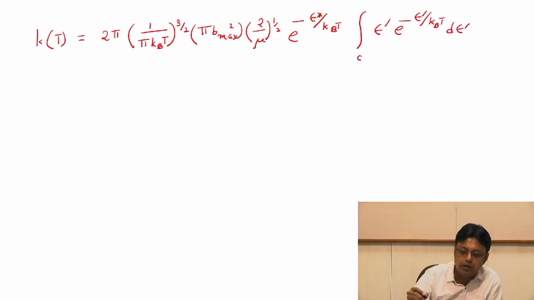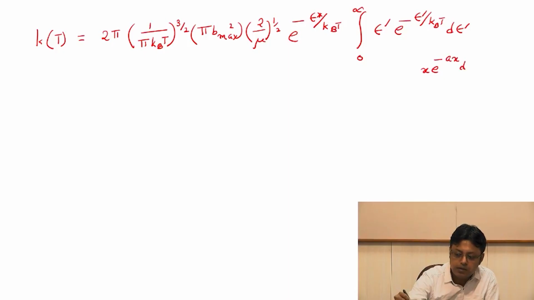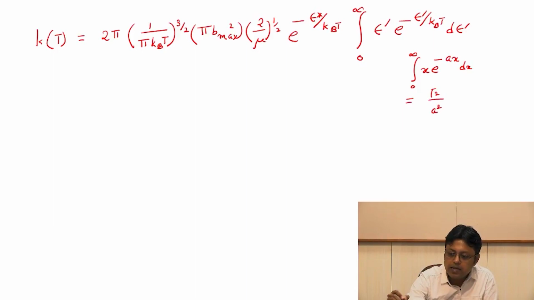now 0 to infinity. Now this is a gamma function of the form x e to the power minus ax dx that we can easily evaluate. So it is x to the power n minus 1. So x is nothing but x to the power 2 minus 1. So it will be gamma 2 by a to the power 2. And here a is 1 by kBT, remember. So the value of the integral will be gamma 2, which is nothing but 1 times gamma 1, which is just 1, and it will be just a squared.